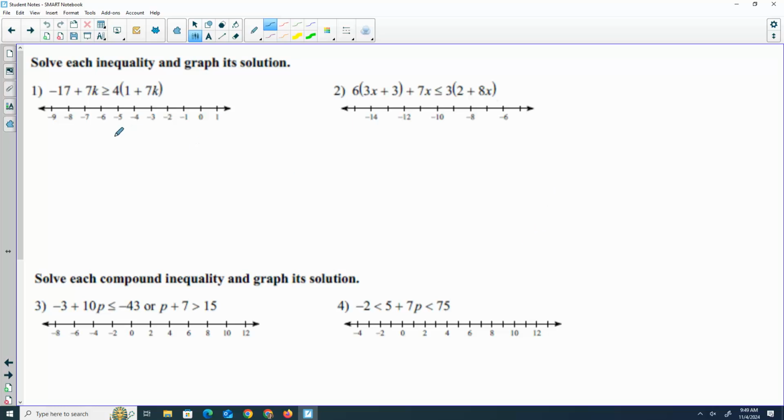Multiply 4 over 1 and 7. Okay. So if we distribute that 4, we get 4 plus 28k. Okay, if you're going to solve it, you need the k's on the same side. So what do you want to do next? I did minus 7k. Okay. And then we have to subtract our 4.